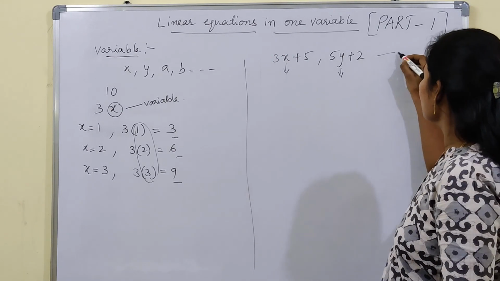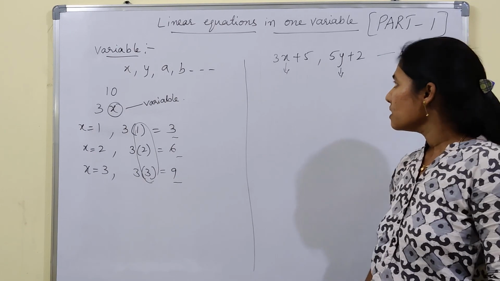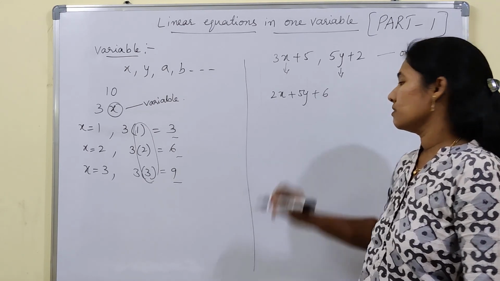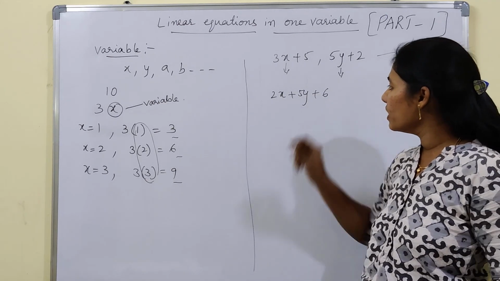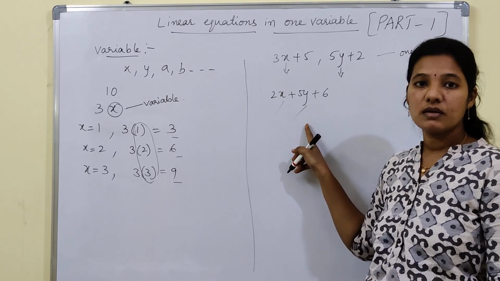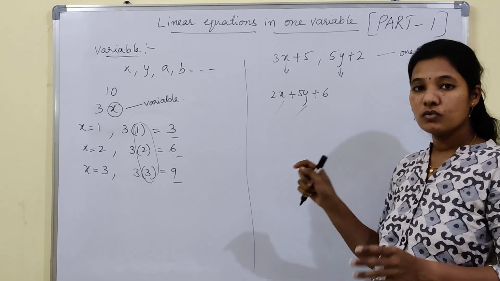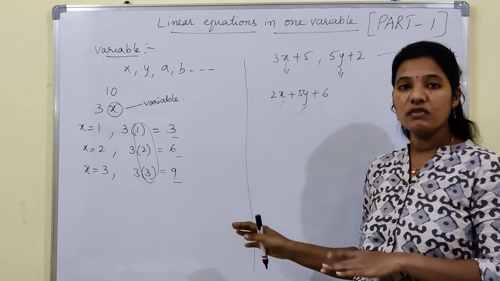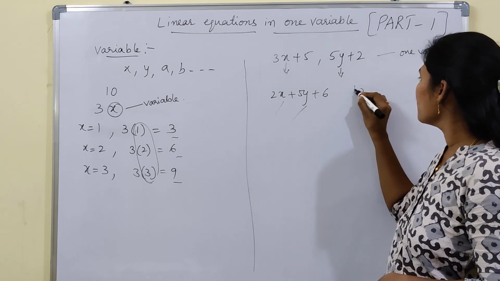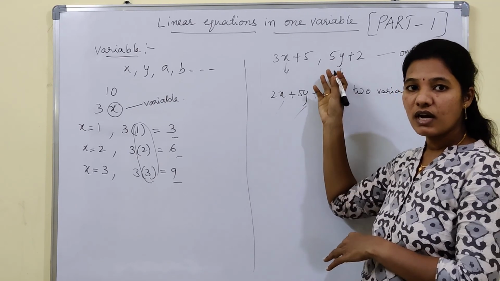These are one variable expressions, we'll say. Suppose I take 2x plus 5y plus 6. In this expression we have two variables: x is one variable and y is another variable. So this is not a one variable expression. One variable expression means throughout the expression you have only one variable. That is the one variable expression, and this is a two variable expression. That is the difference between one variable and two variables.